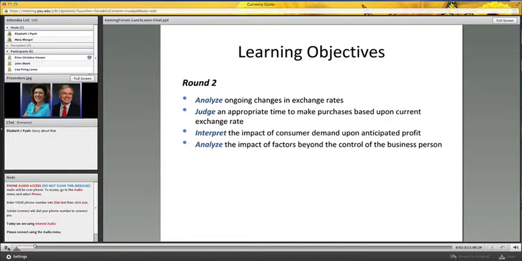But in round 2, there are more decisions required, and this involves the higher order thinking skills. So what we did was first we introduced how these ideas interplay with each other and what effect the fluctuations in currency exchange rate will have. And then we engage students in deeper levels of interpretation and analysis based upon what they've experienced during the first round.